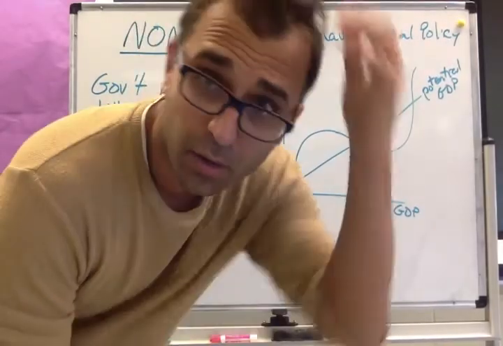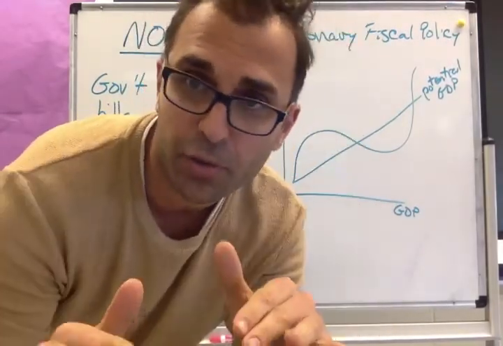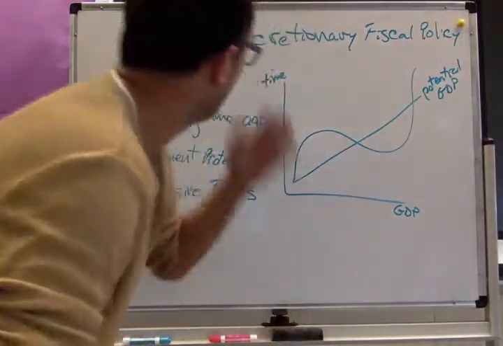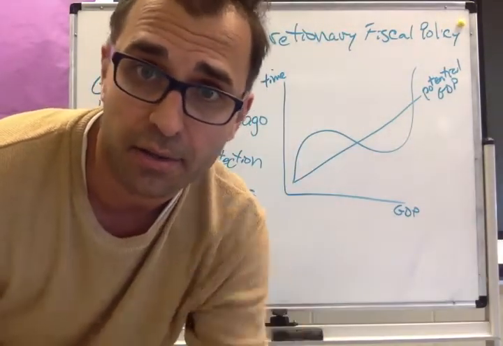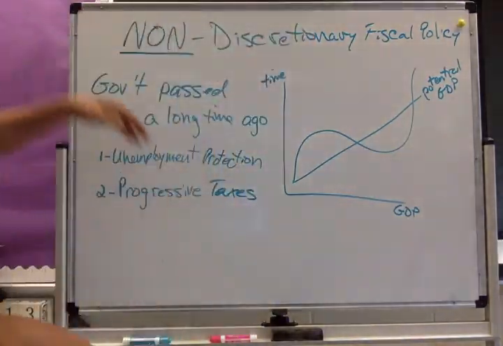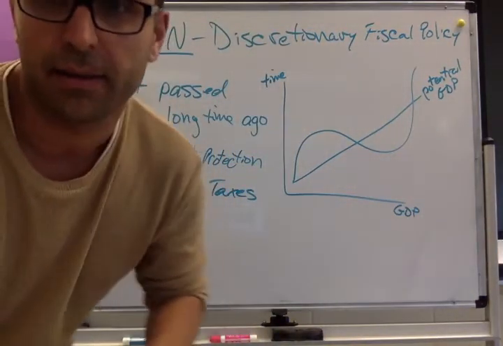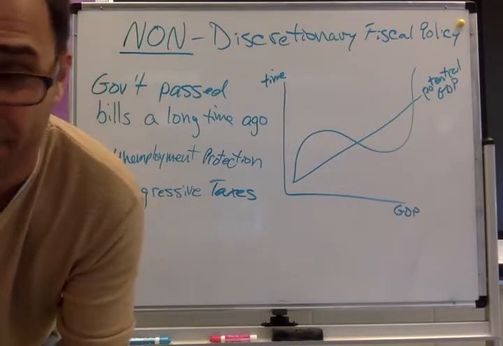Okay, this is the video for Unit 3, real short, I hope. It's on something called discretionary policy and non-discretionary policy. So the first one we're going to look at is what we call non-discretionary policy. How do we remember what non-discretionary policy is?